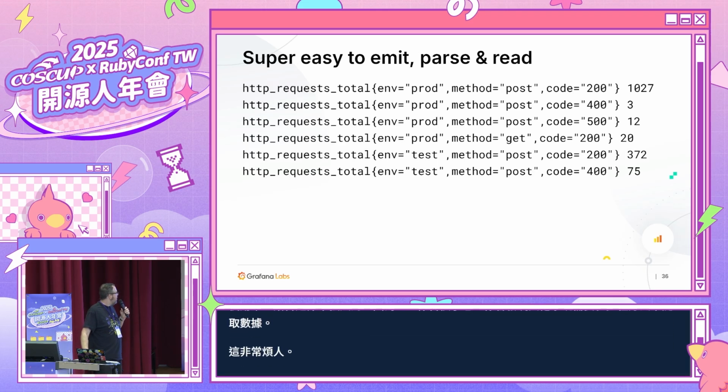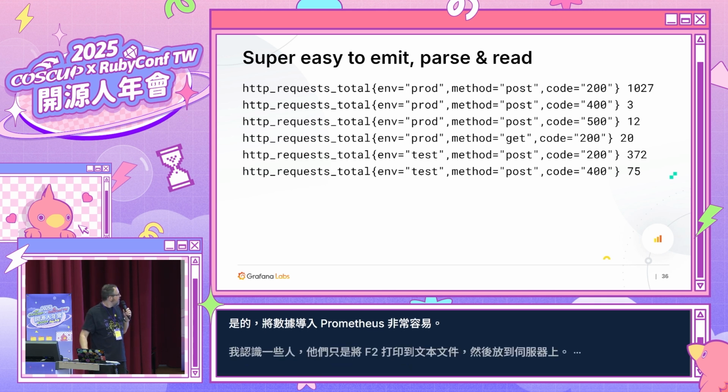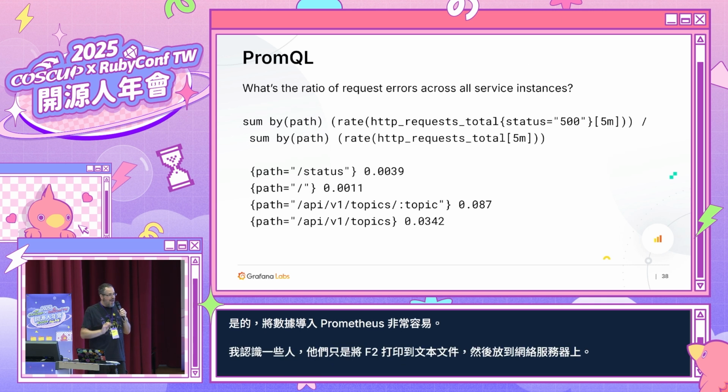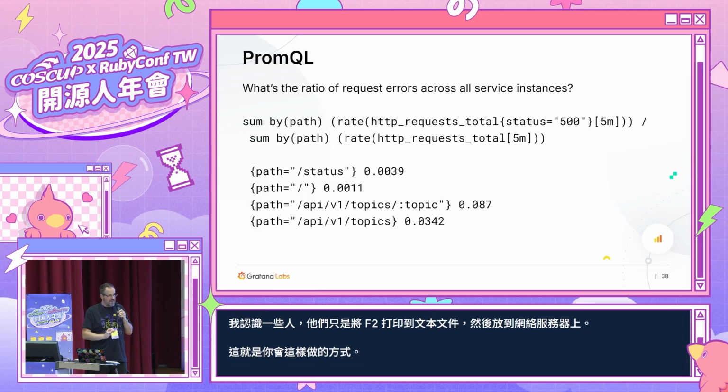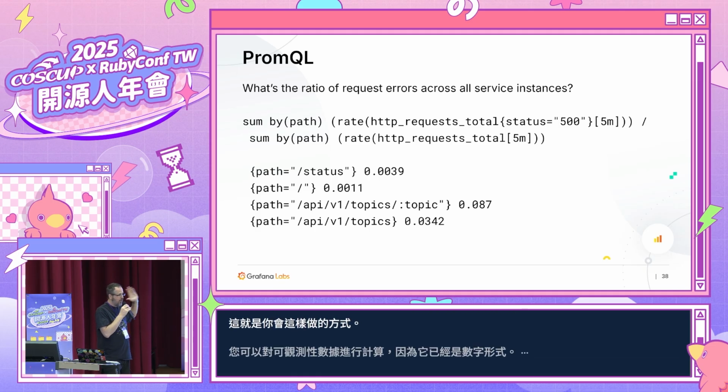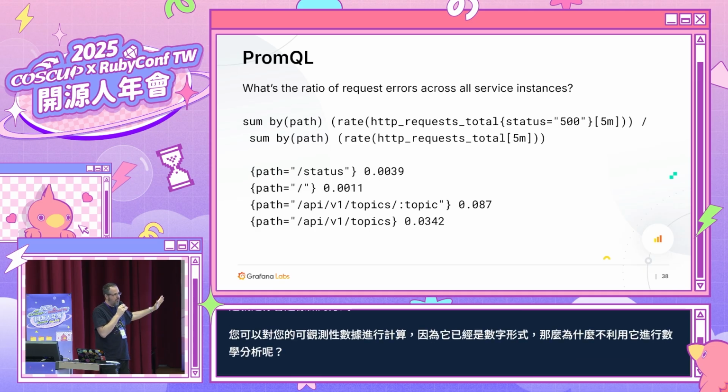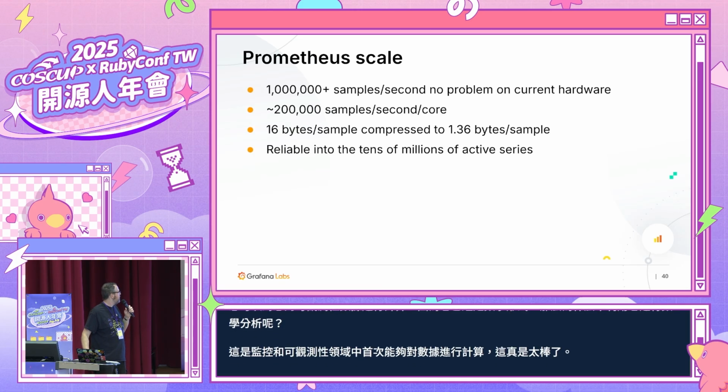Yeah. It's very easy to get data into Prometheus. I know people who literally just printf into a text file and then they put it on a web server. So this is how you would do this kind of thing. You can do math on your observability data because it is already numbers. So why wouldn't you just be doing math on your data? This is the first time in monitoring and observability that you were able to do math on your data, and it is absolutely brilliant. I love it. 10 years on, I still love it.